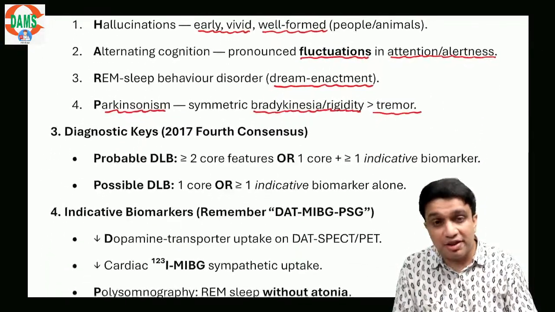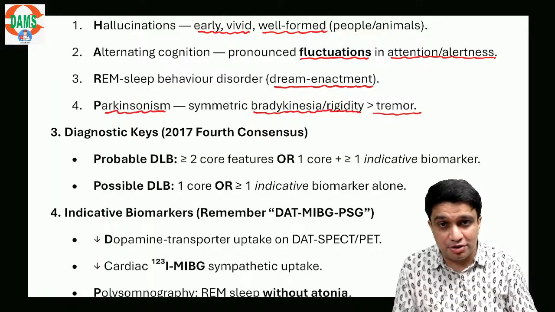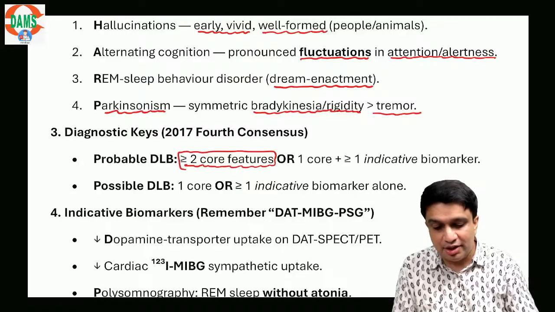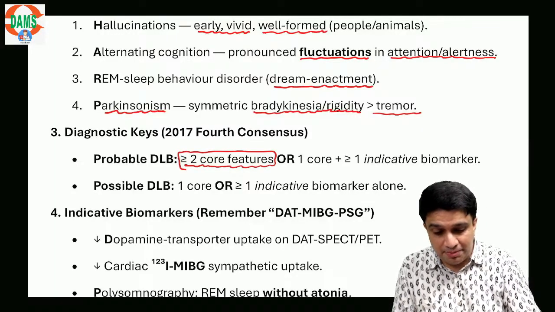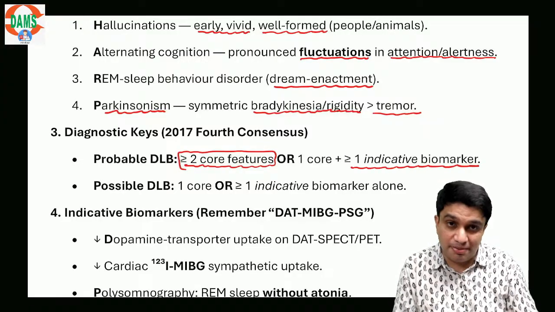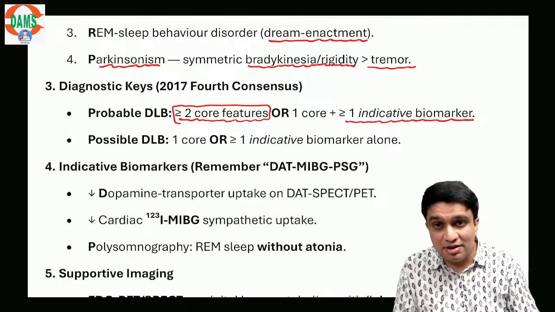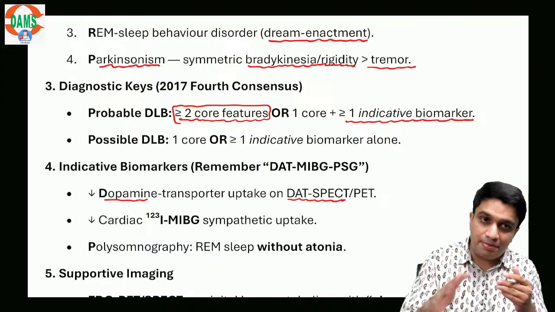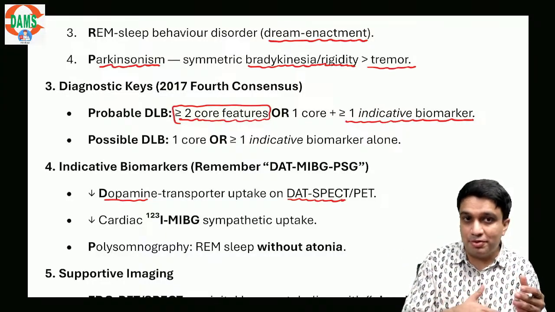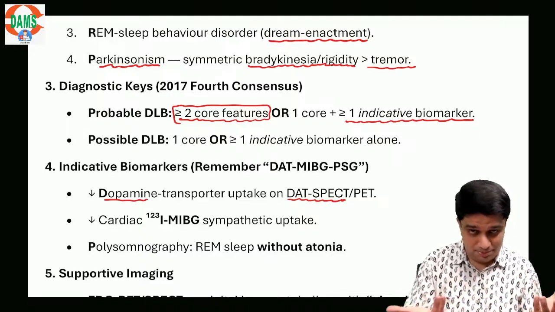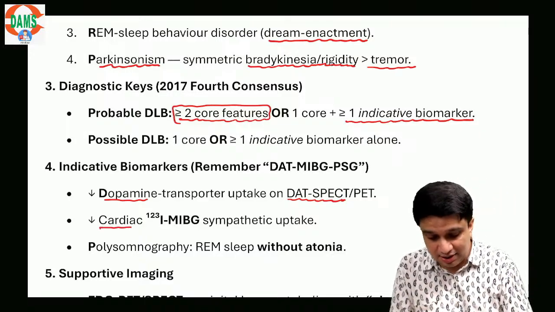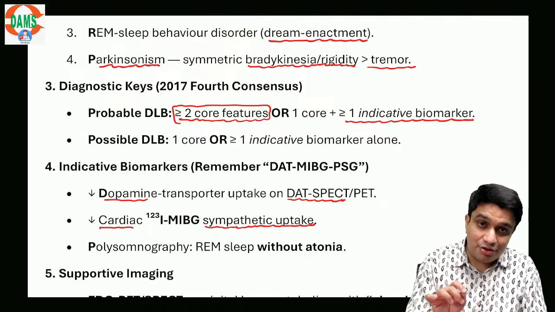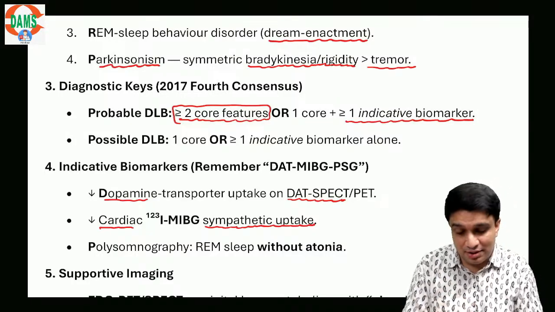Now, this is the 2017 consensus: probable DLB and possible DLB. If two core features are seen, it's enough to call it a patient of dementia with Lewy bodies, or maybe one indicative biomarker. What are the biomarkers? Decreased dopamine transporter uptake in SPECT. It's all dopamine depletion, so obviously transport of dopamine will be less because there is less dopamine. And maybe decreased cardiac MIBG sympathetic uptake. In the cardiac tissue, MIBG sympathetic uptake will also be less.